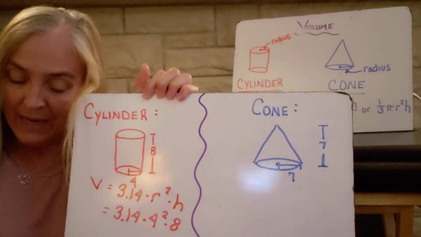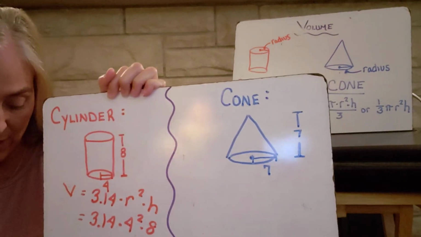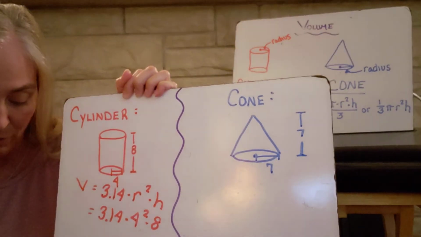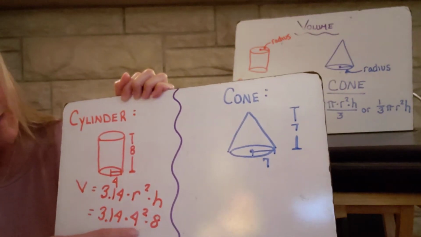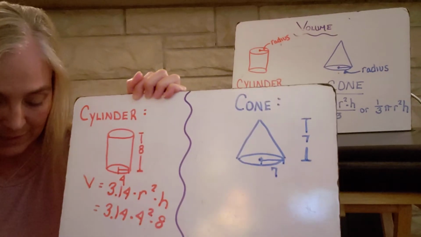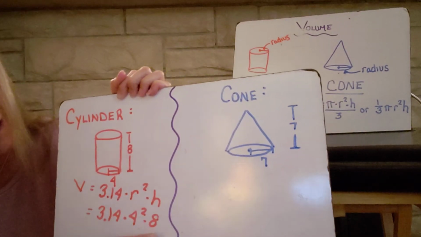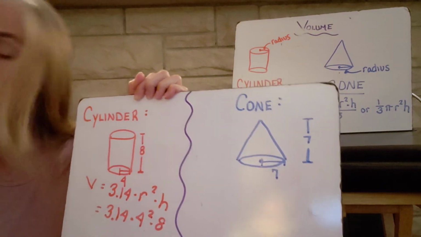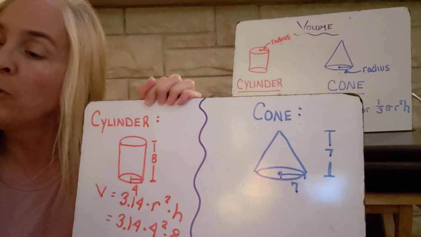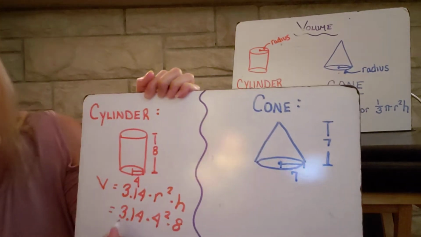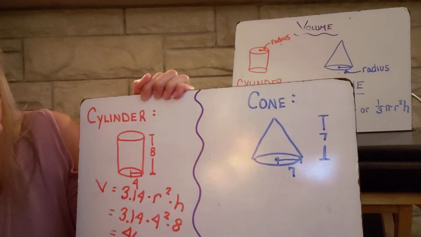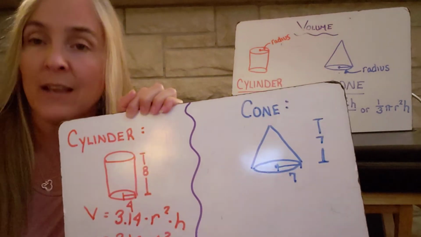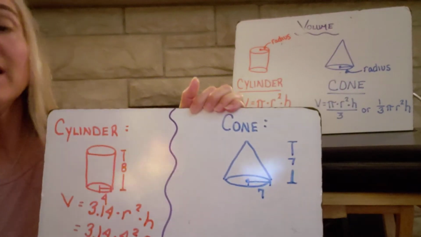So grab my calculator. If you guys have your Desmos calculator, if you don't have your actual calculator, that's fine. Type in 3.14 times, because I already know 4 squared is 16, I'm going to take it times 16, and then I'm going to take it times 8, and end up with, since we're rounding to the hundredths, 401.92. And that's exactly how I would type that into the Khan Academy exercise.